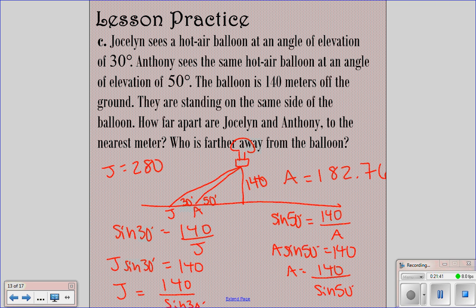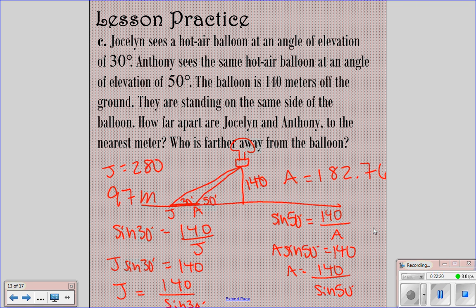Okay, and so it asks how far apart are they? So what we need to do is subtract to find the distance right here. And so if you subtract the two, you should get 97 feet, or 97 meters. And then it asks who is further away from the balloon, and Jocelyn is further away from the balloon. Okay.